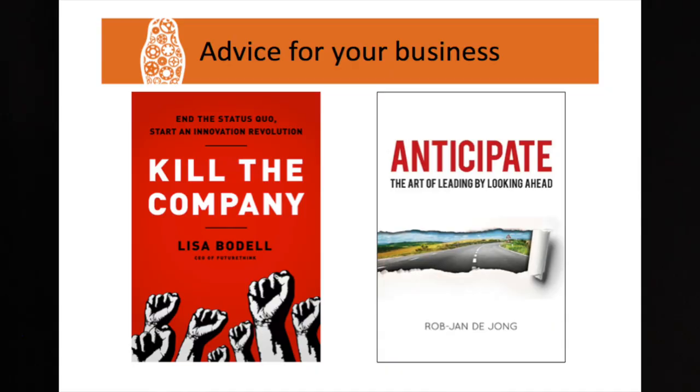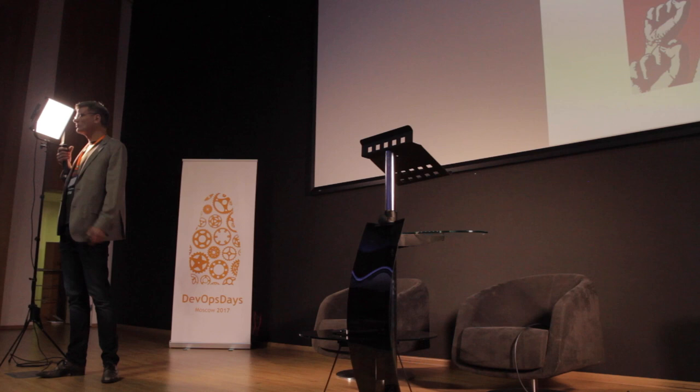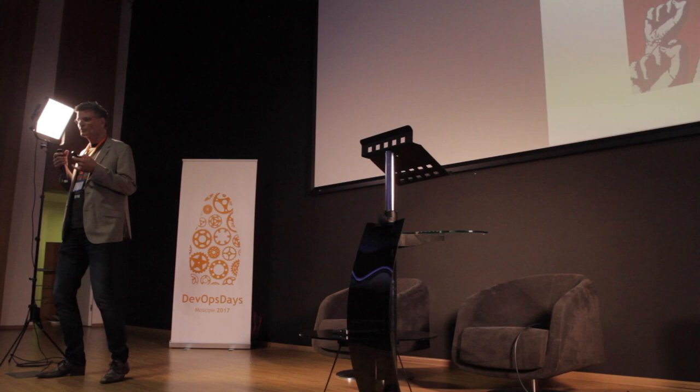Advice to your business, these two books, Kill the Company and Anticipate. Those two books actually help your company to become more anti-fragile. And Kill the Company is actually really about killing your company, and then stepping inside the company again and trying to seek out how to avoid that it should be killed. So, Kill the Company is a very powerful tool to help you think about anti-fragility.